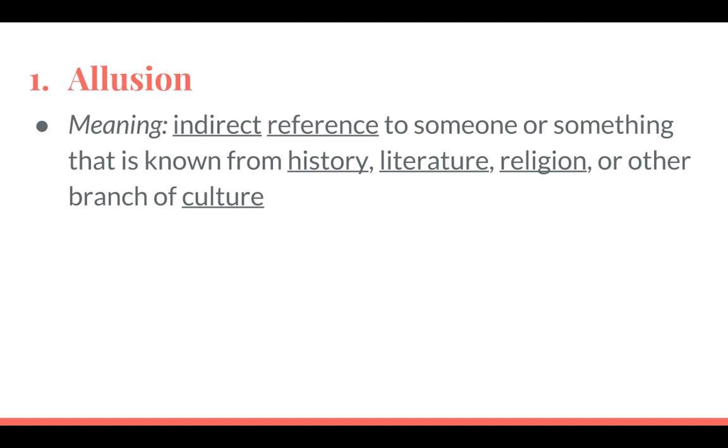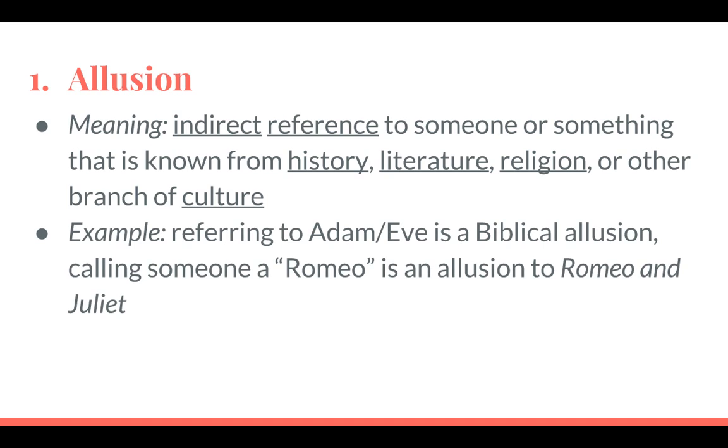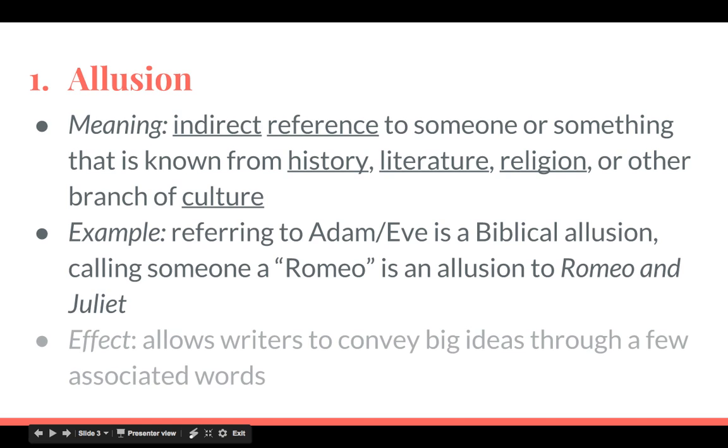So let's start off with our first term, which is allusion. An allusion is an indirect reference to someone or something that is known from history, literature, religion, or another branch of culture. So for example, in a book, if you refer to Adam or Eve, that would be a biblical allusion. That comes up a lot, like we talked about in How to Read Literature Like a Professor. Or if you call someone a Romeo, you're probably referring to Romeo and Juliet. So these can either be allusions that are made in literature or that are just made in conversation.